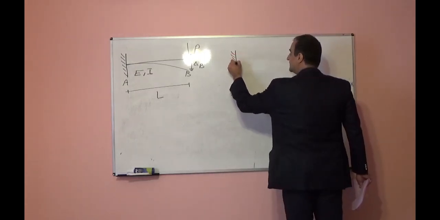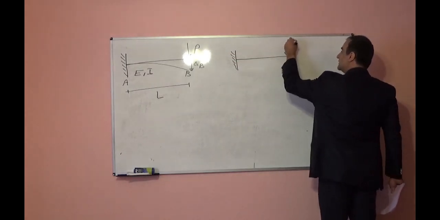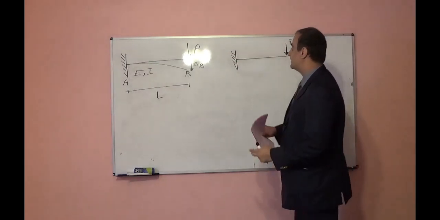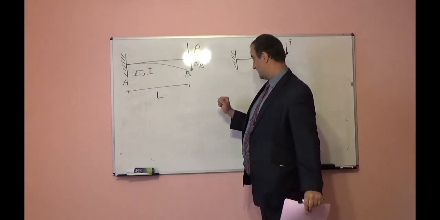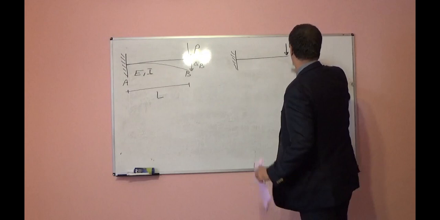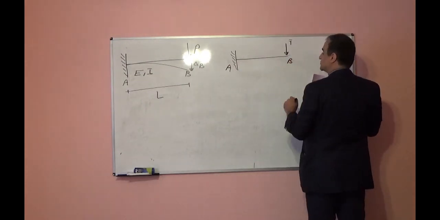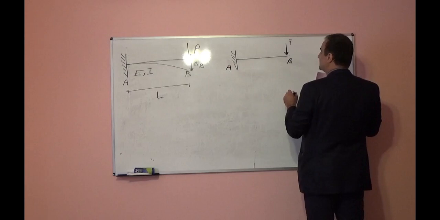We will apply a unit load at the point where we want to find the deformation. Here we want to find the deformation at point B, so we will apply a unit load at point B. So, what will be the internal moment here?